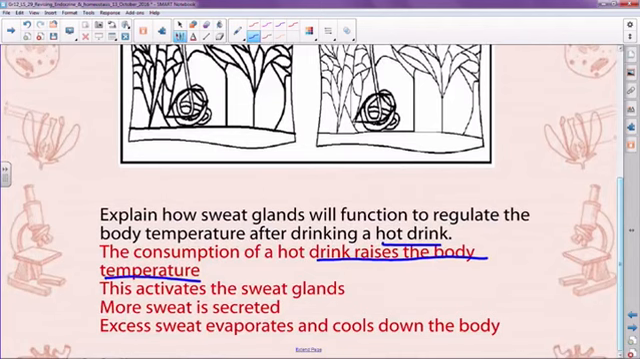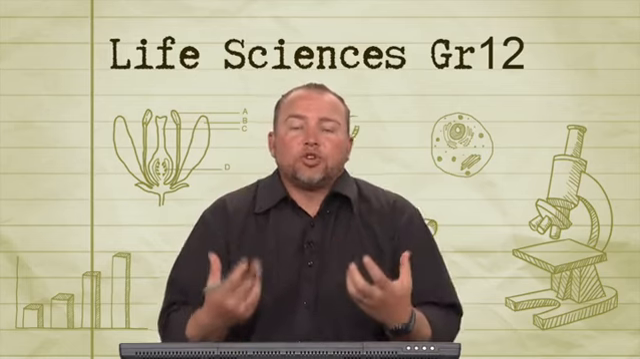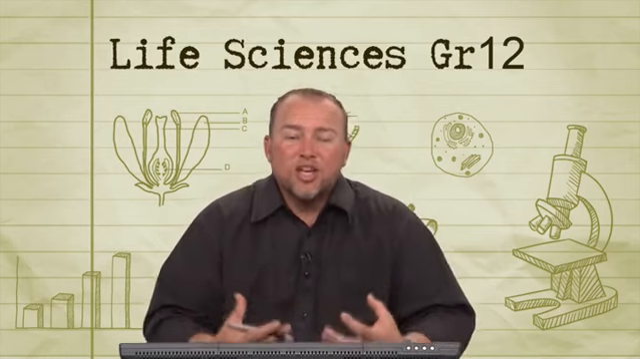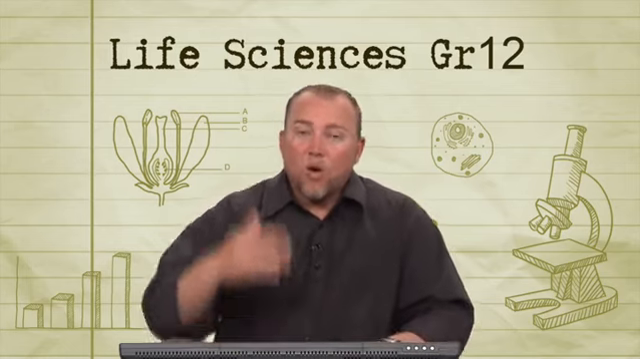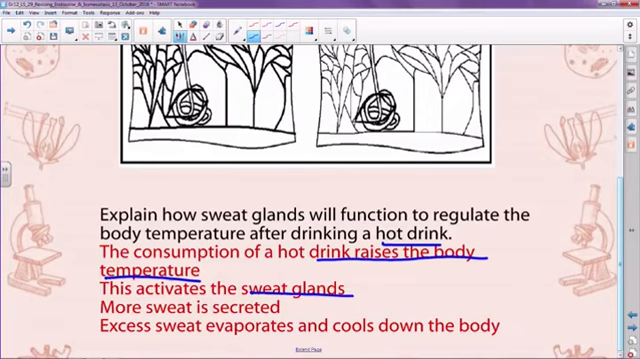raises the body's temperature. Remember, it's going to go inside. Yes, it's not going into your cells, but it is getting hot, so it's warming everything up. Once that starts warming up, this activates the sweat glands. Why does it do that? Because the blood vessels that are absorbing the hot drink get hot, so the blood itself warms up. So what does the blood need to do? It starts cooling off. So how do we do that? More sweat is secreted.